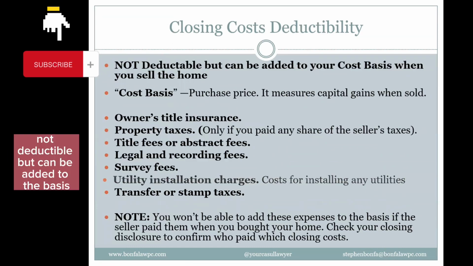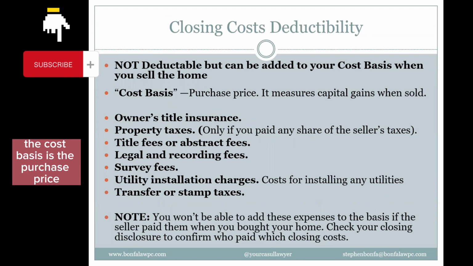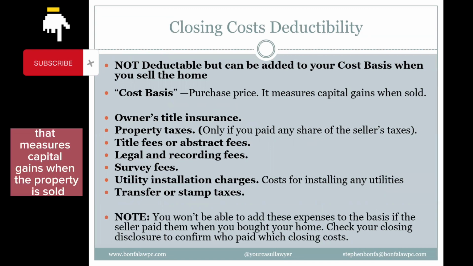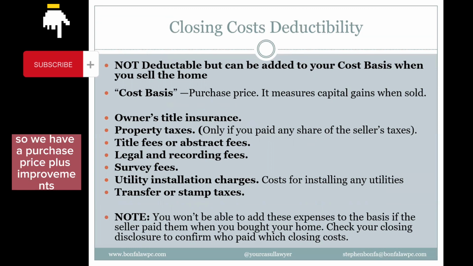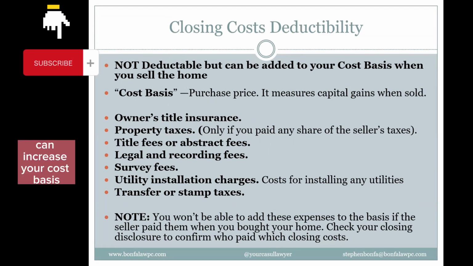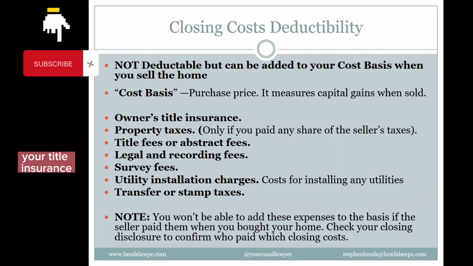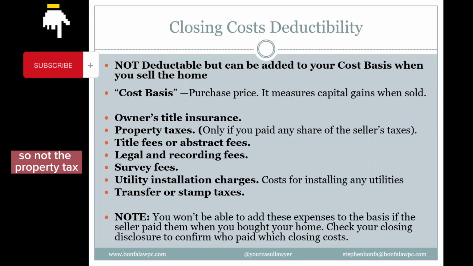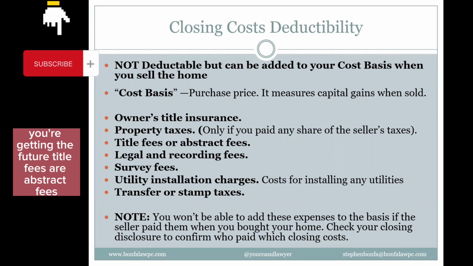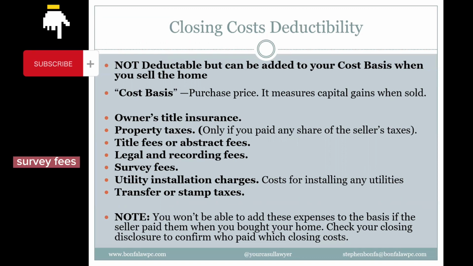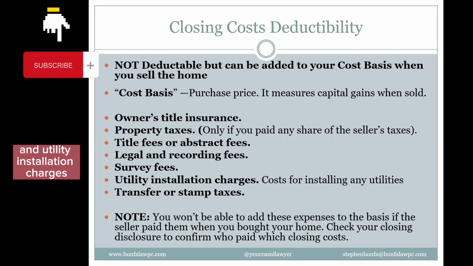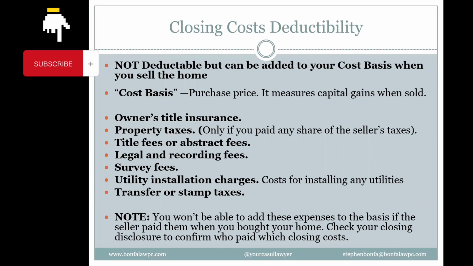Not deductible, but can be added to the basis. So the cost basis is the purchase price. It measures capital gains when the property is sold. So you have a purchase price, plus improvements can increase your cost basis. What goes into your cost basis? Your title insurance, your property taxes, only if you paid a share of the seller's taxes, so not the property taxes you're paying in the future. Title fees or abstract fees, legal and recording fees, survey fees, utility installation charges, transfer or tax stamps, and taxes.